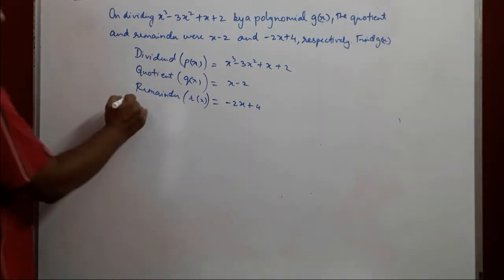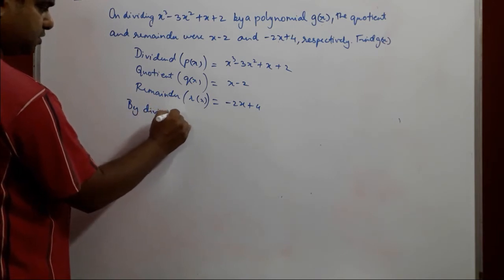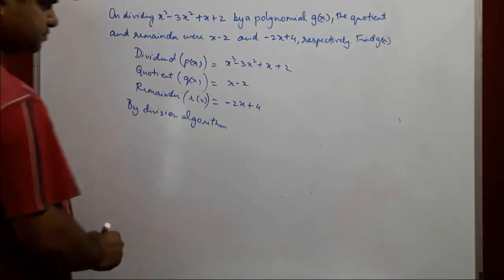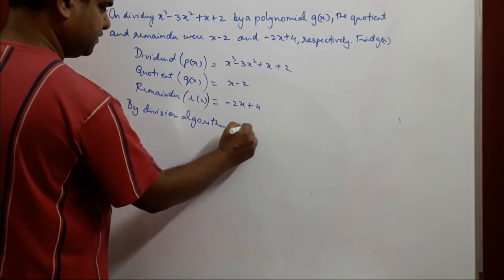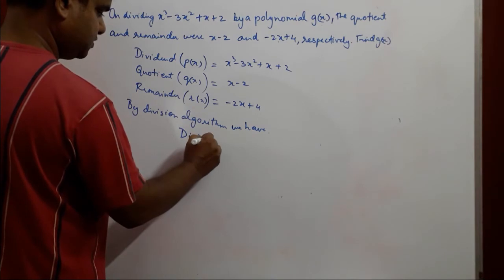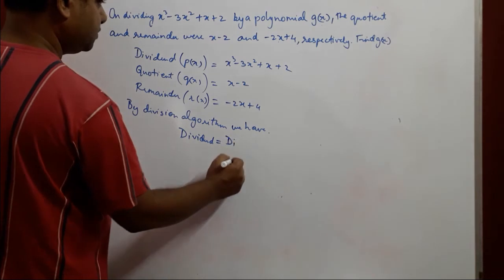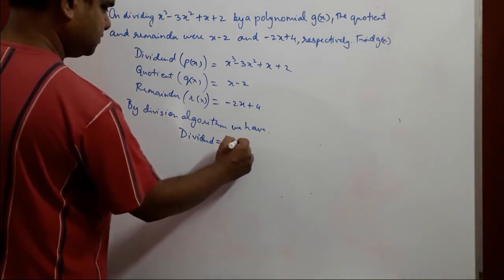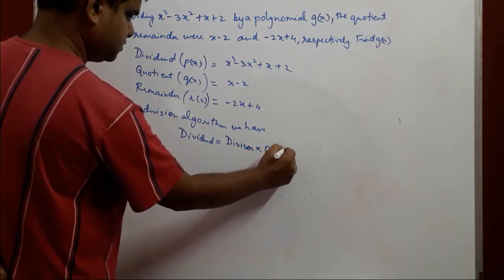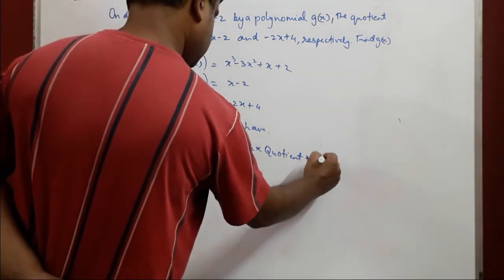So by the division algorithm, we have dividend equal to divisor into quotient plus remainder.